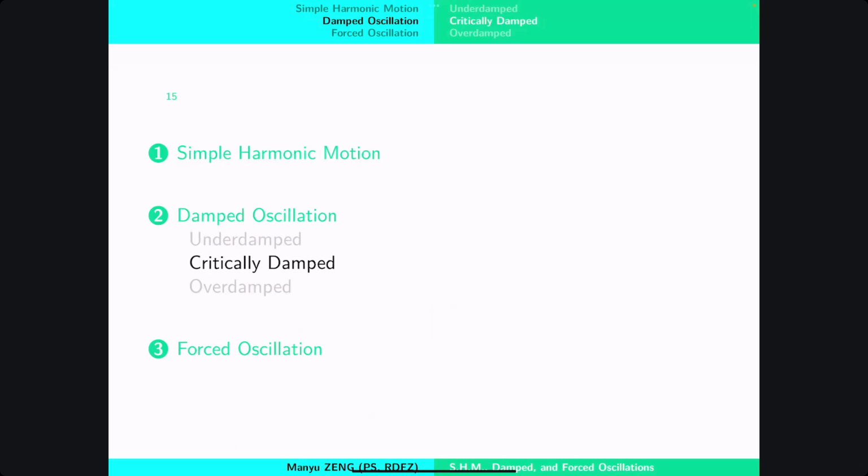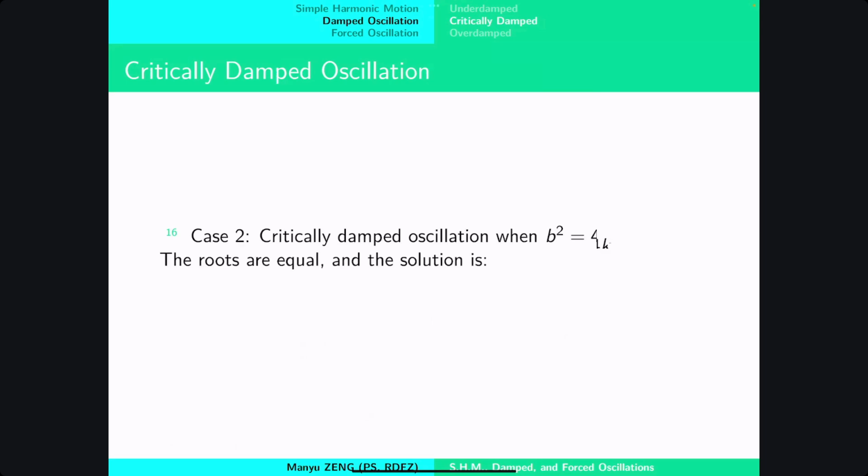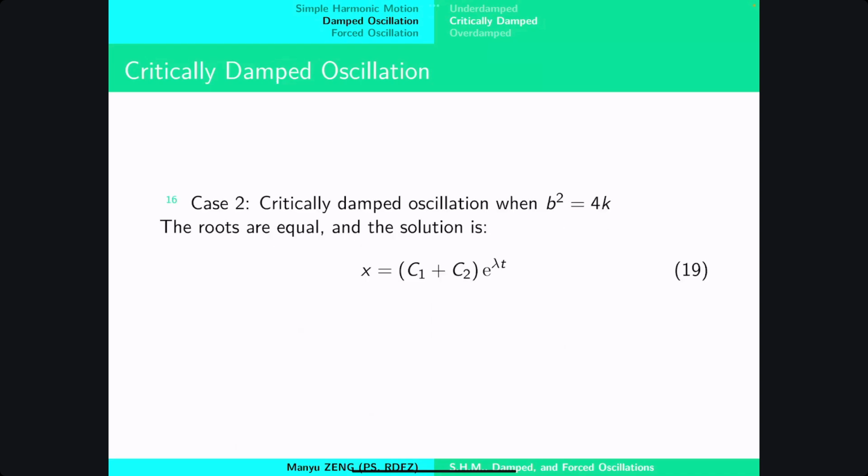The cases can contain a lot of examples, but the critically damped case only contains one example, that b squared equals 4k. So the equal sign is strict, right? So the roots are equal, and the solution is like this. The equal roots give one lambda. One solution, we will call it lambda, right? So the solution is (C1 plus C2 times) e to the power of lambda t.